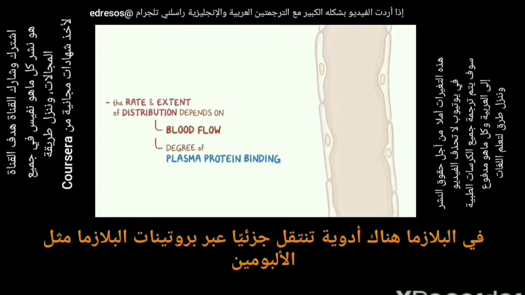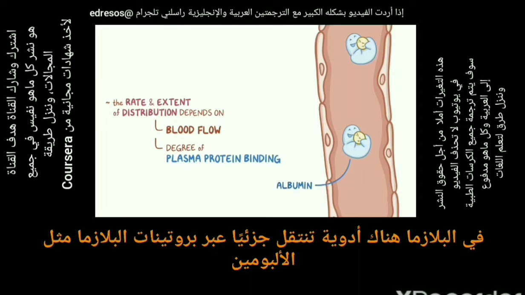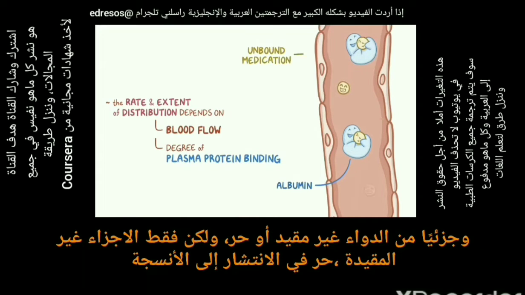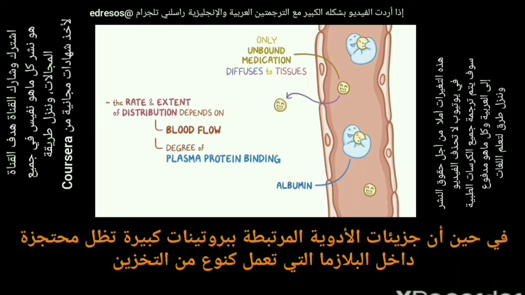Next, another factor affecting distribution is the degree of plasma protein binding. In the plasma, medications travel partly bound to plasma proteins, like albumin, and partly unbound, or free. But only the unbound fraction is free to diffuse to tissues, whereas medication molecules that are bound by large proteins remain limited to the plasma, acting as a kind of reservoir.